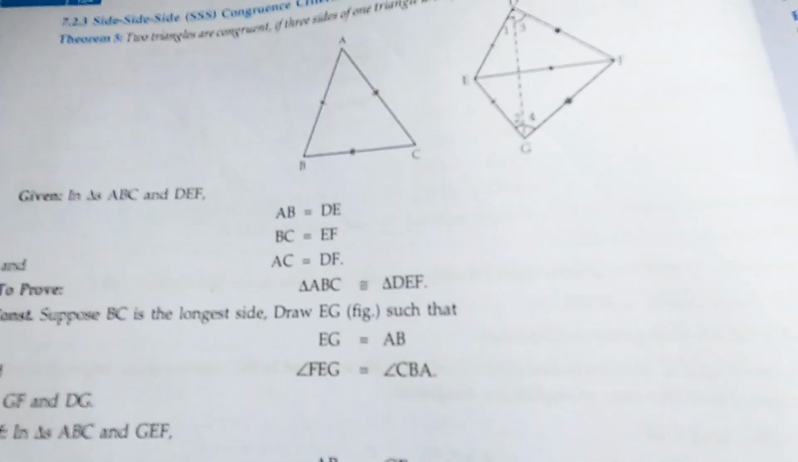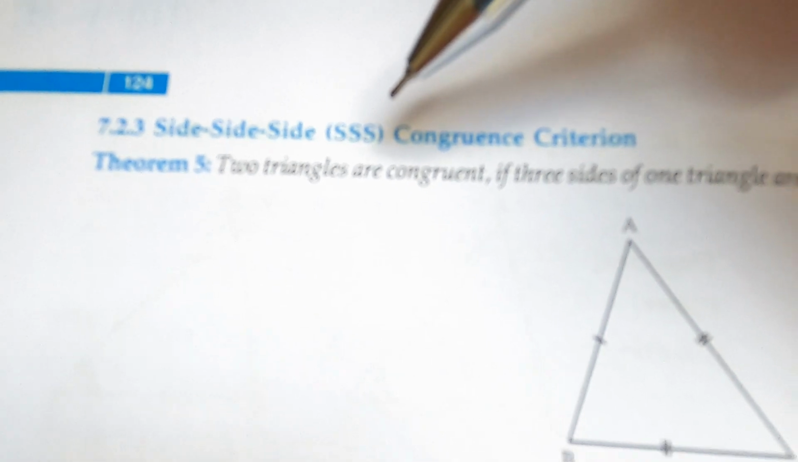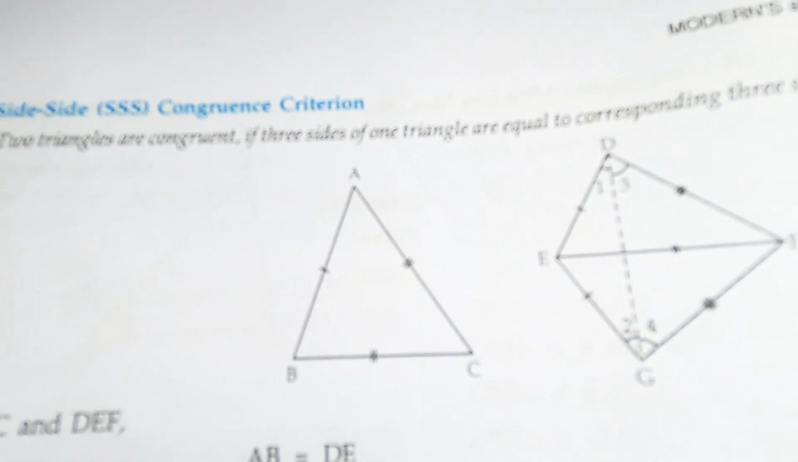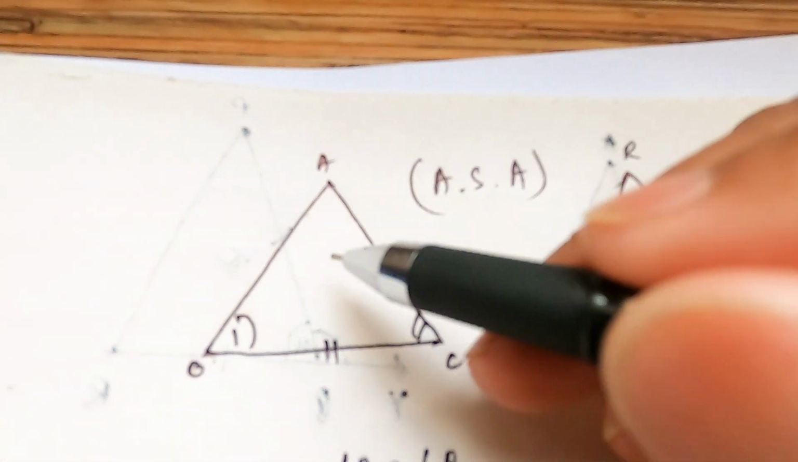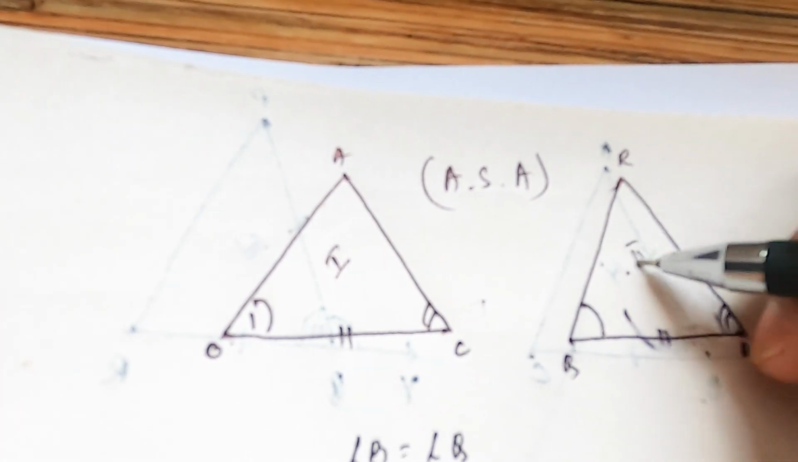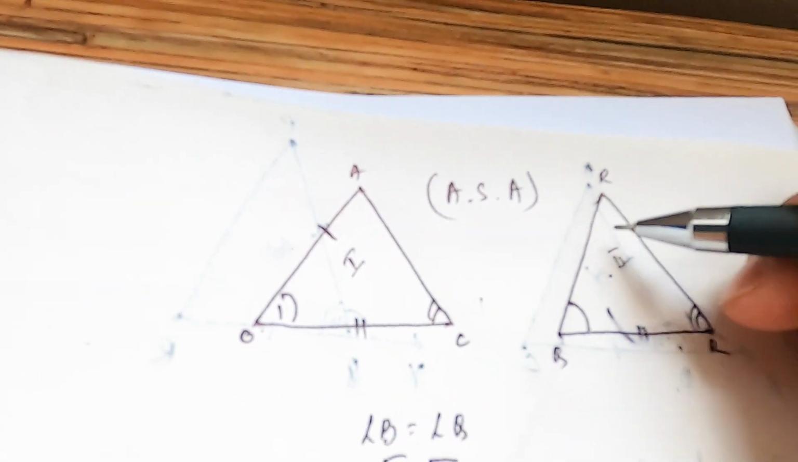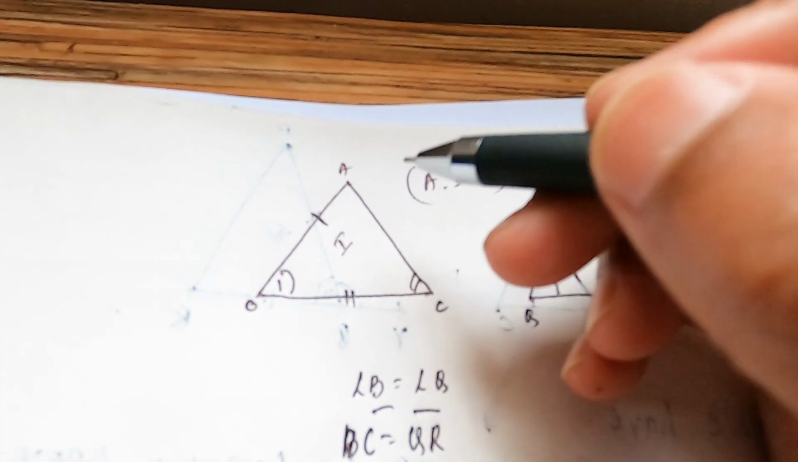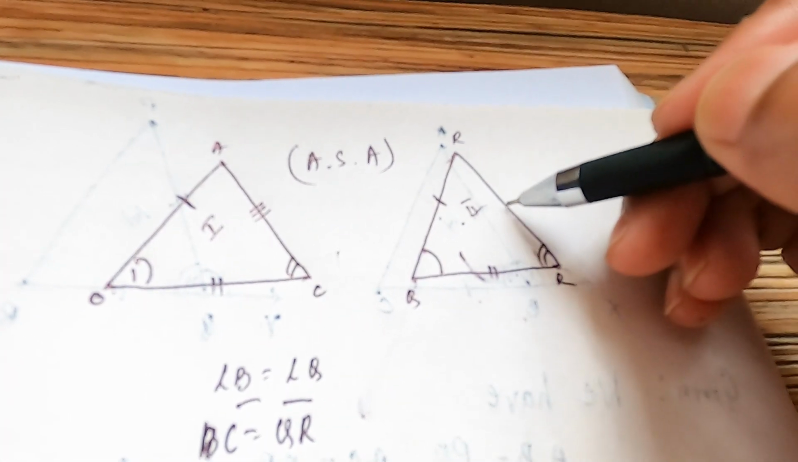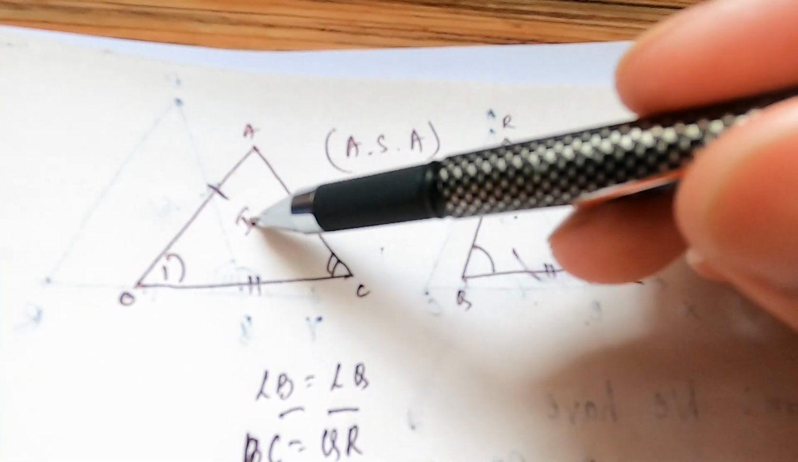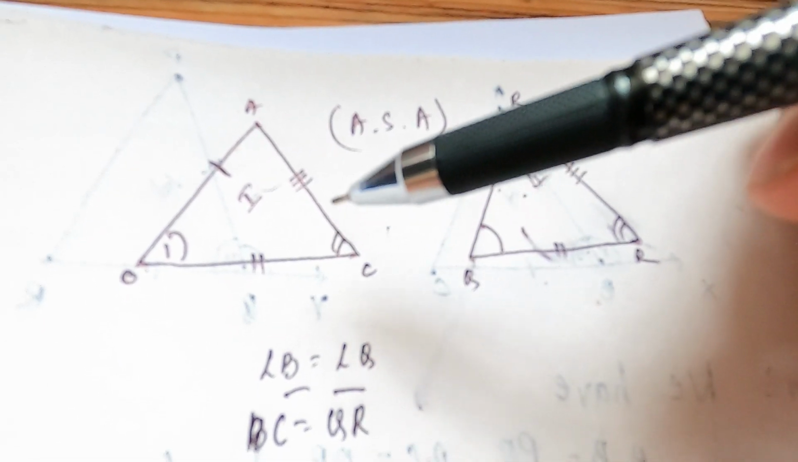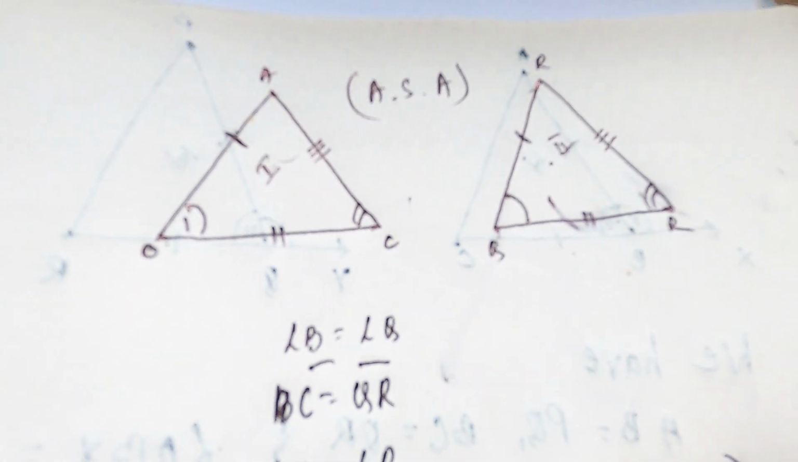All right, another important theorem is SSS, side-side-side. This is also very easy to understand. Suppose we have two triangles, this is triangle 1. If AB is equal to PQ, BC is equal to QR, and AC is equal to PR, then we can say that the two triangles are equal and they are congruent by side. All right, so that's very simple to understand.